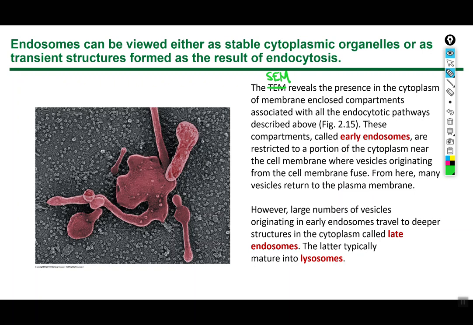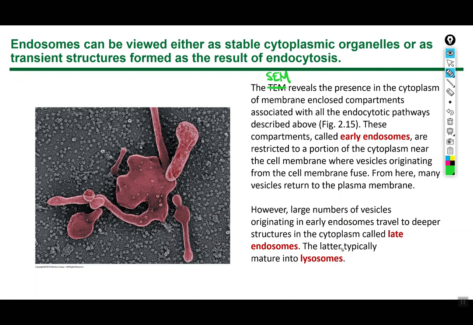So endosomes can be viewed as stable cytoplasmic organelles or transient structures. Some are one, some are the other, right? So transient means they appear and then disappear, and stable means that they're there in the cell always and stick around. So this reveals the presence in the cytoplasm of membrane-enclosed compartments. So there are early endosomes restricted to near the cell membrane. And from here, many of them are going to return to the plasma membrane as well.